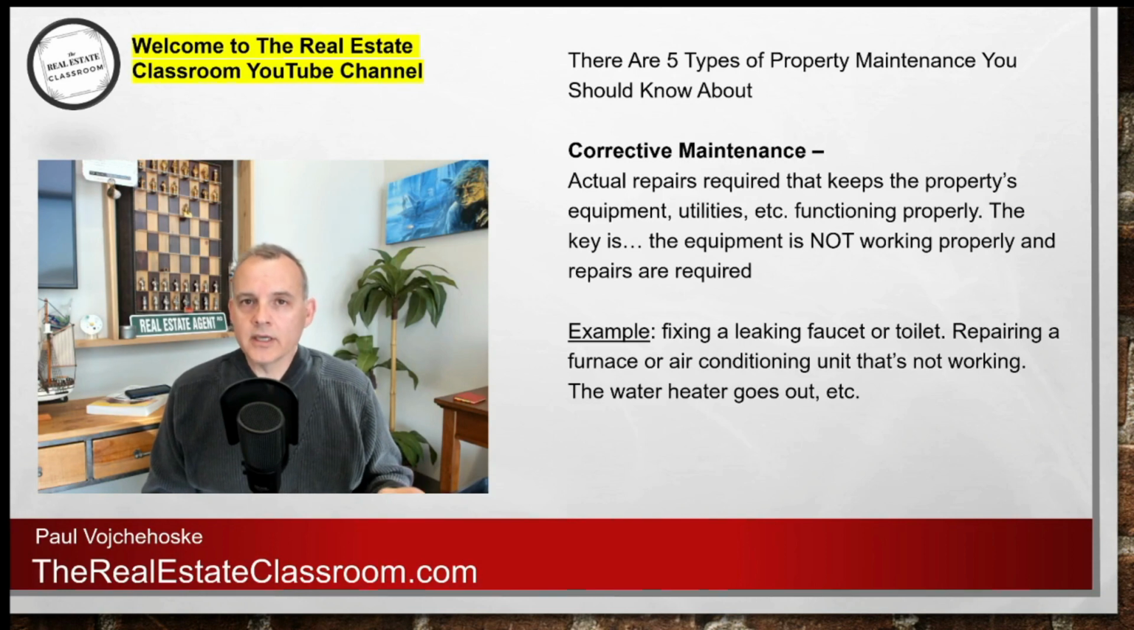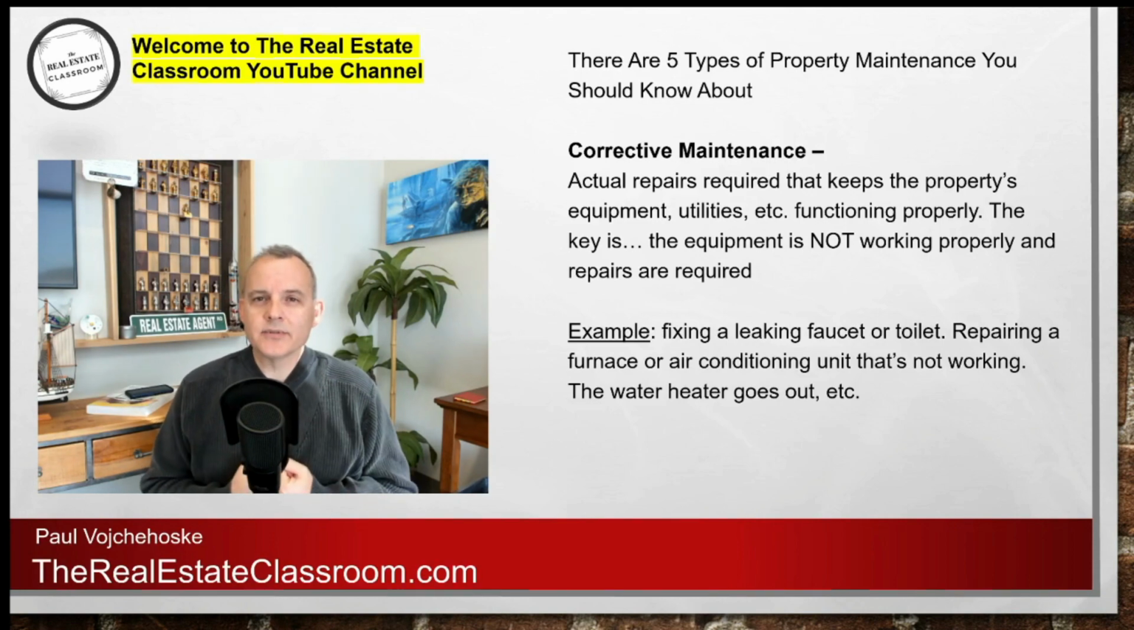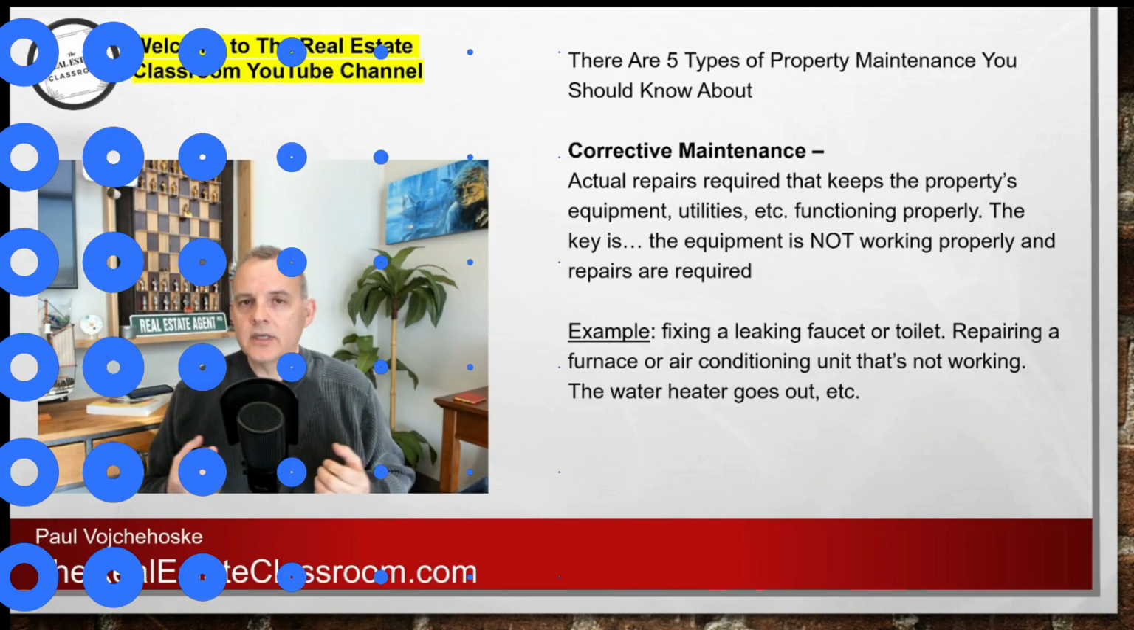So the furnace isn't working and we have to call out an HVAC contractor to come out and fix it. That's the key to corrective maintenance. The equipment is not working properly and repair is required. So some examples of corrective maintenance in property management would be fixing a leaky faucet or a leaking toilet, repairing a furnace or an air conditioning unit that is not working properly, changing out a water heater that is not producing hot water. Those are all the typical types of corrective maintenance that you might see in a property.